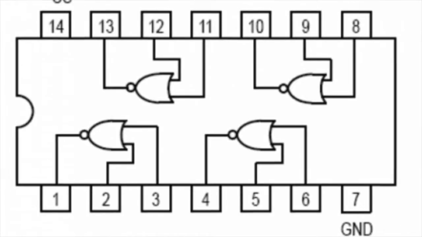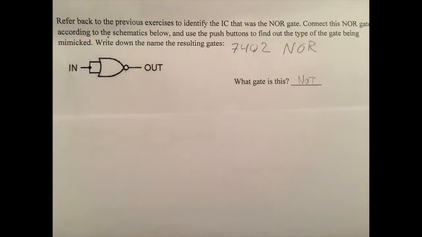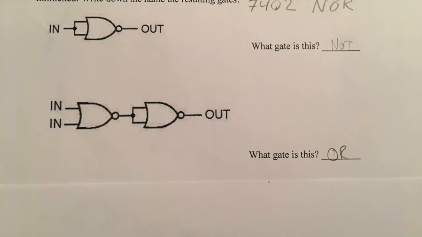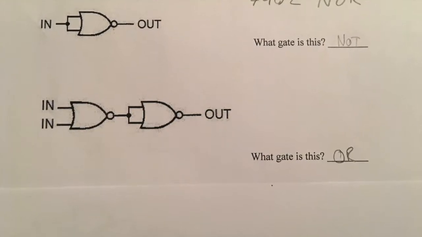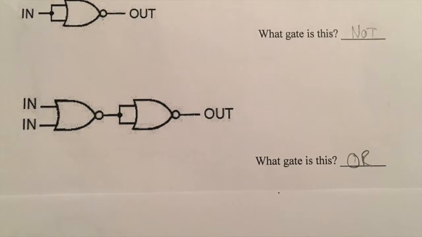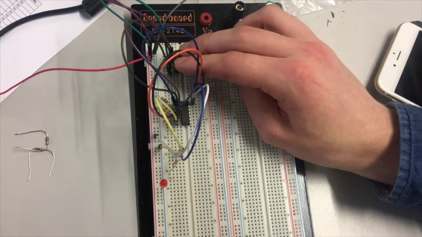First up was the 7402, which has 4 NOR gates within. We combined the 2 inputs of the NOR gate to one push button. The result is a NOT gate. Then we connected the output of a NOR gate to both inputs of another NOR gate, and the result is an OR gate, which makes sense because the NOT gate flips the results of the NOR gate.